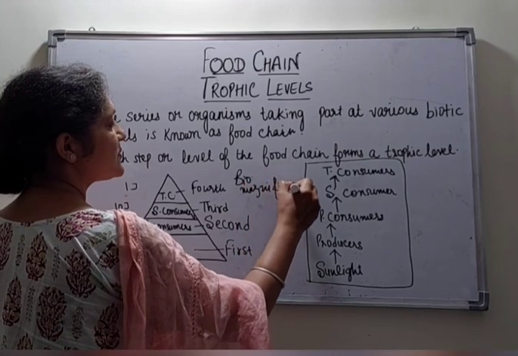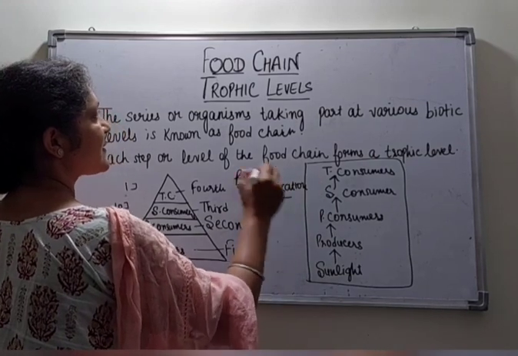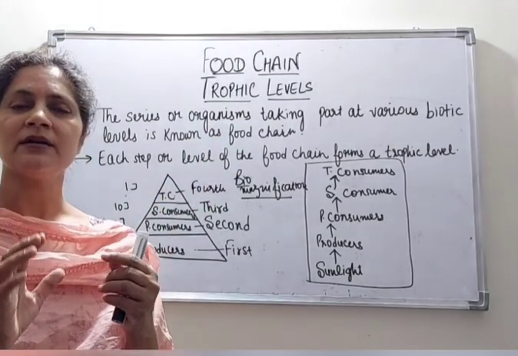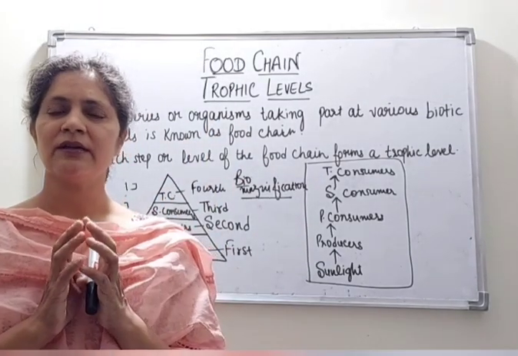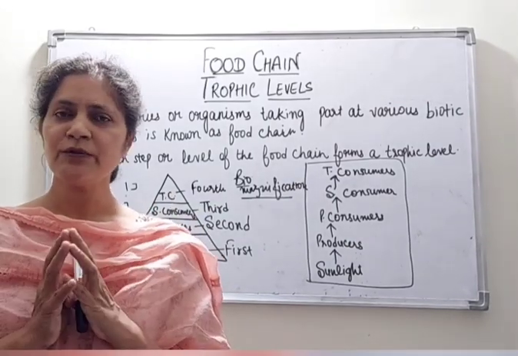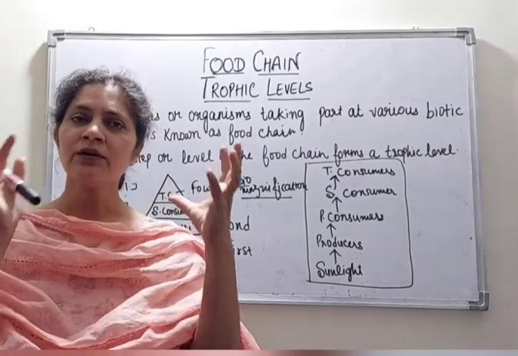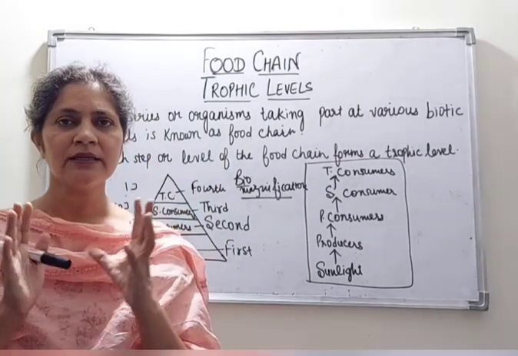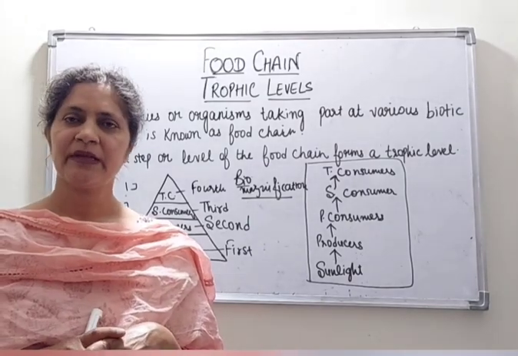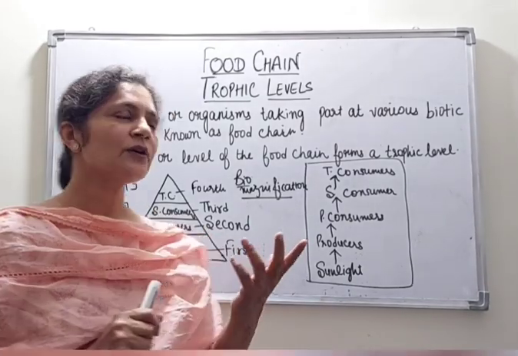Biomagnification. So students, it is very much clear what a food chain is. When organisms take part and they interact with each other at various biotic levels, they together form a food chain. If there are a lot of food chains and they are interconnected with each other, they also form a food web.